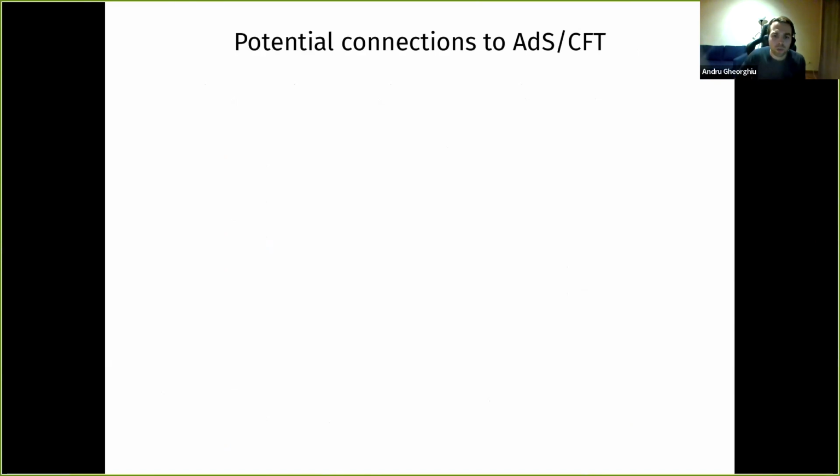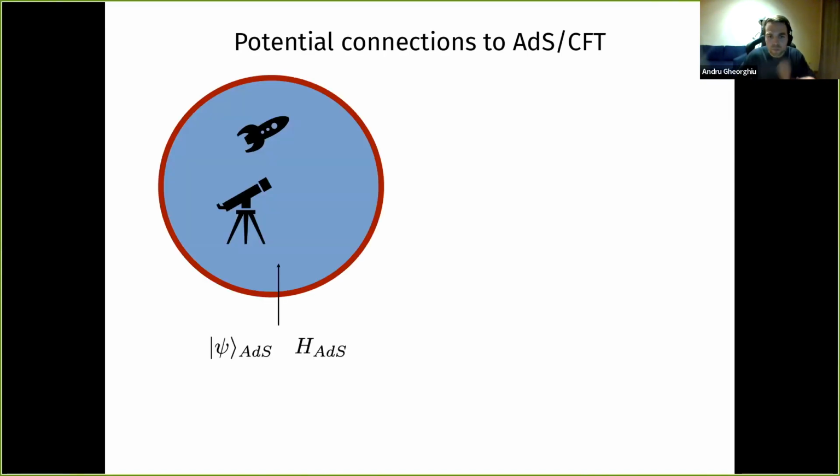Okay, so to end things, I'd also like to talk about how these results could potentially connect to AdS/CFT. And I should say that coming from a computer science background, I know very little about AdS/CFT. So I'm hoping that maybe with discussions with some of you, we could formalize this argument. And apologies in advance if this is not too precise or too rigorous.